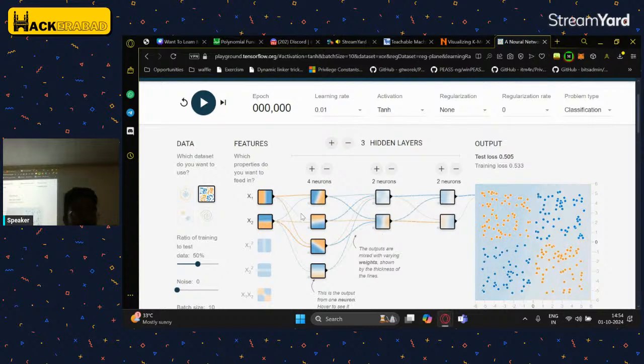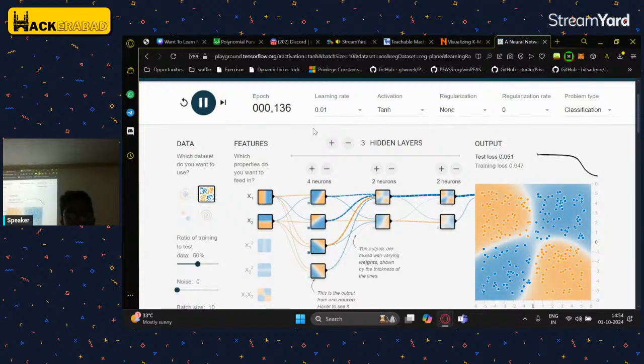Now I added a new layer. It's taking more time, giving still a better answer. These neural networks have different combinations of architectures. Like how many nodes we have to give in the middle, it's our choice.